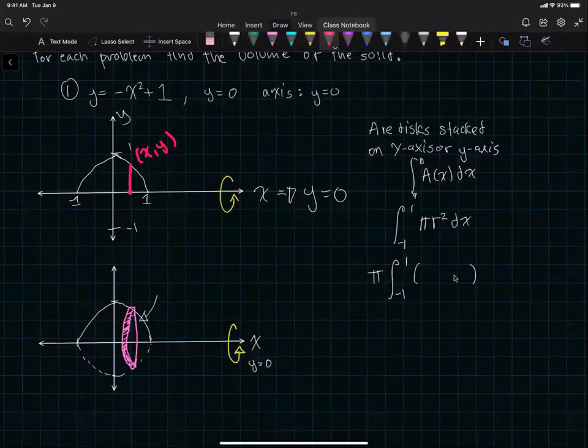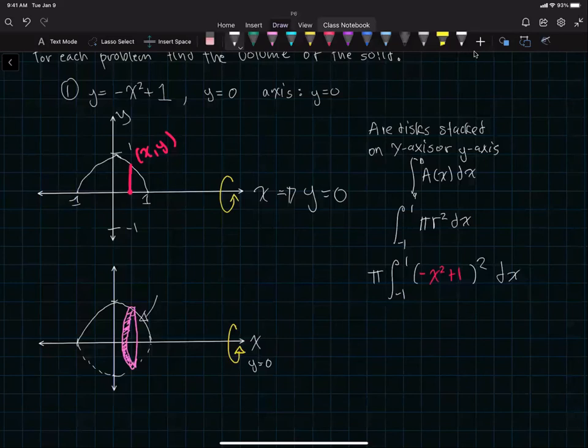So the function is (-x squared plus 1), and then squared, and then dx. Okay. Is there anyone so far that is confused on what we're doing? And that's it. You're done. You now just have to give the answer. You just have to use simple integration techniques.